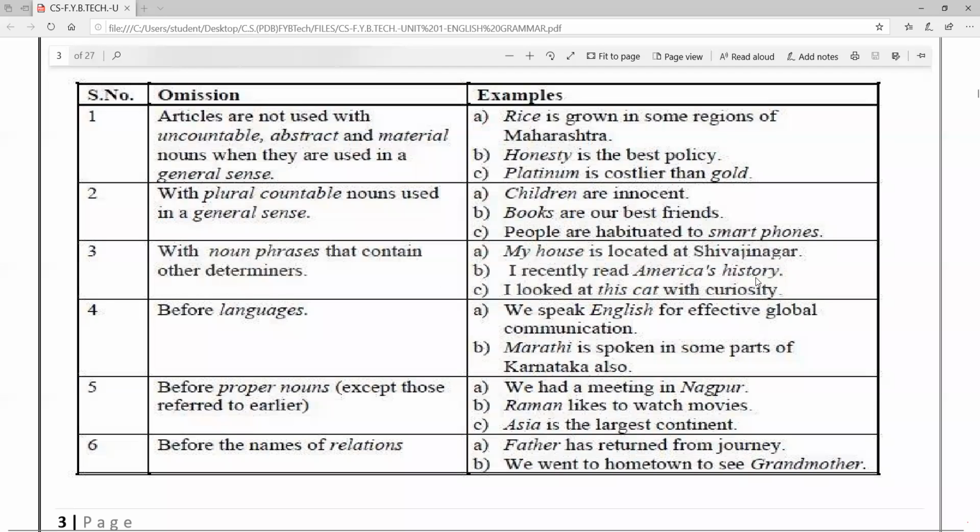I recently read America's history. Here also America's, apostrophe s, is the determiner. Okay. I recently read America's history.